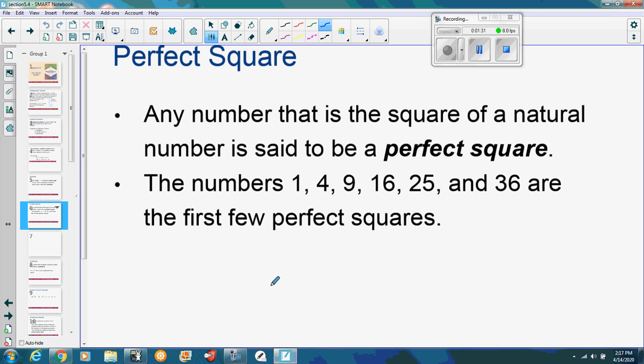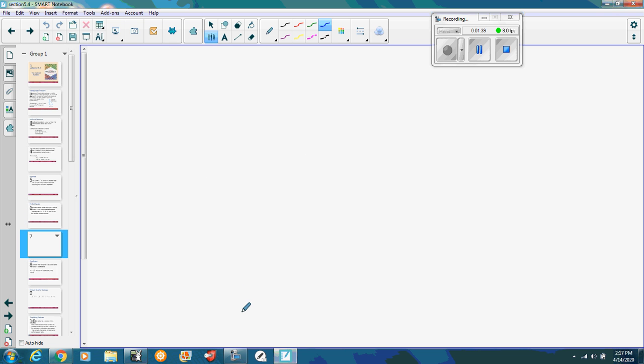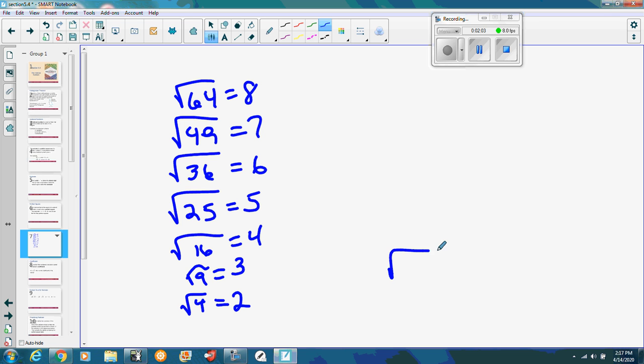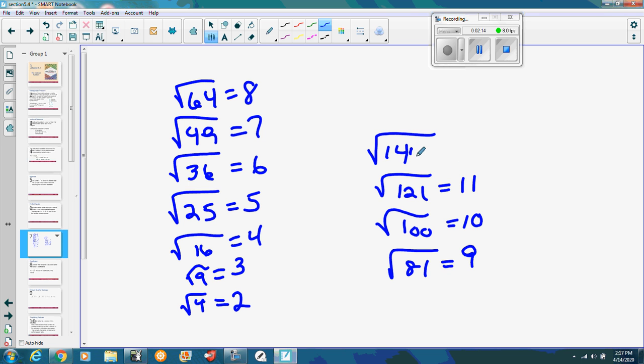So there are certain numbers that are perfect squares, and those are the ones that we use most often. And here's a small short list, but I'm going to give you all of them because it's important that you know that the square root of 4 is 2, the square root of 9 is 3, the square root of 16 is 4, square root of 25 is 5, square root of 36, 6, square root of 49, 7, square root of 64, 8, square root of 81, 9, square root of 100, 10, square root of 121 is 11, and the square root of 144 is 12, and usually about as far as we go is 13. So that's important to know.